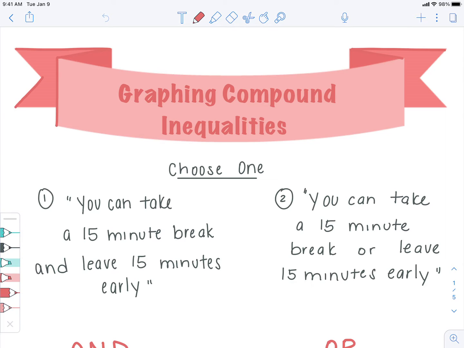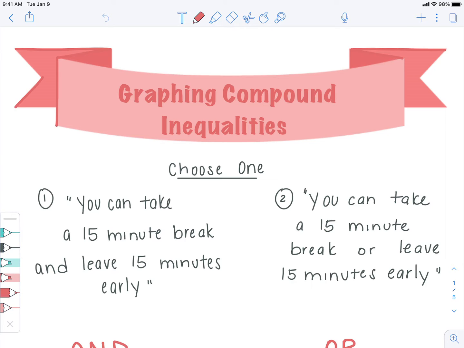You take breaks all the time. You're already taking a break. If I asked you if you had a choice, which one would you choose? Which one's the better option? It doesn't matter, it's the same. No, they're not the same. Break, or leave 15 minutes early. The first one. Obviously, the first one's better.